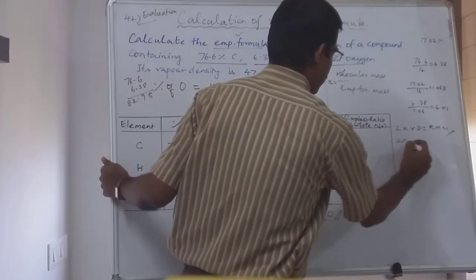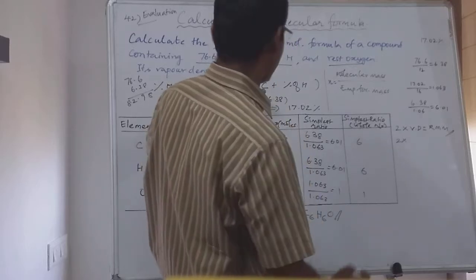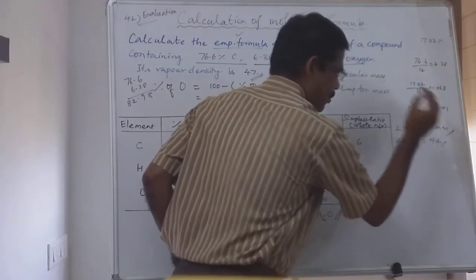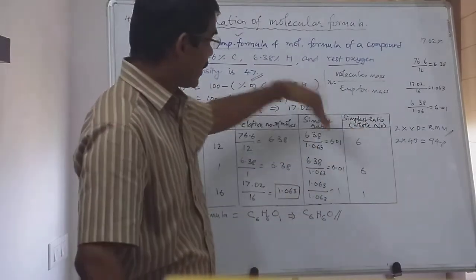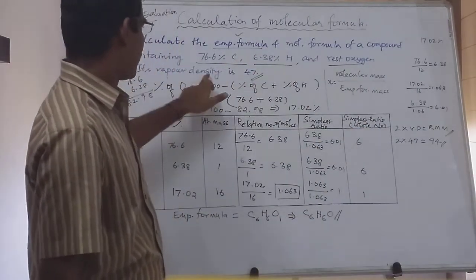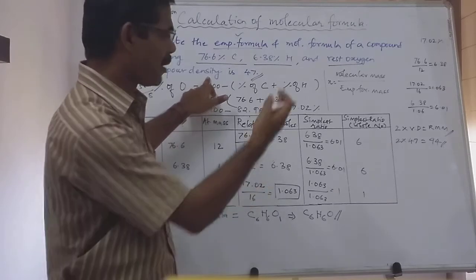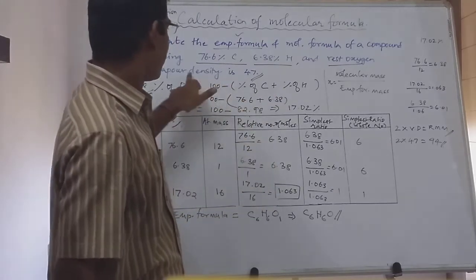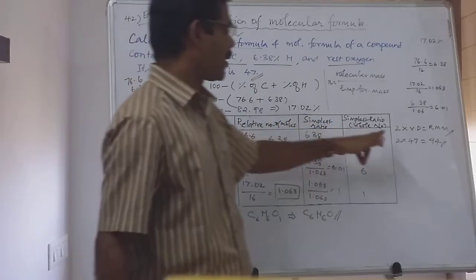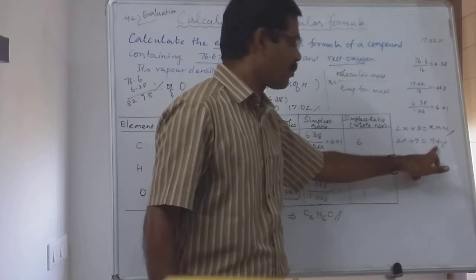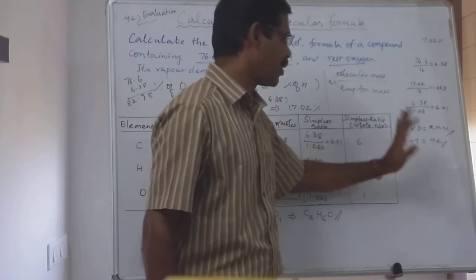So 2 into the given vapor density, which is 47. So 2 into 47 will give you 94. This you have to remember. In some sums, instead of giving vapor density, they themselves will directly give the molecular mass. In that case, you need not multiply. Here they have given vapor density and therefore we have multiplied it by 2 so that we have got 94. That is actually the relative molecular mass, or simply molecular mass. So this formula you have to remember.